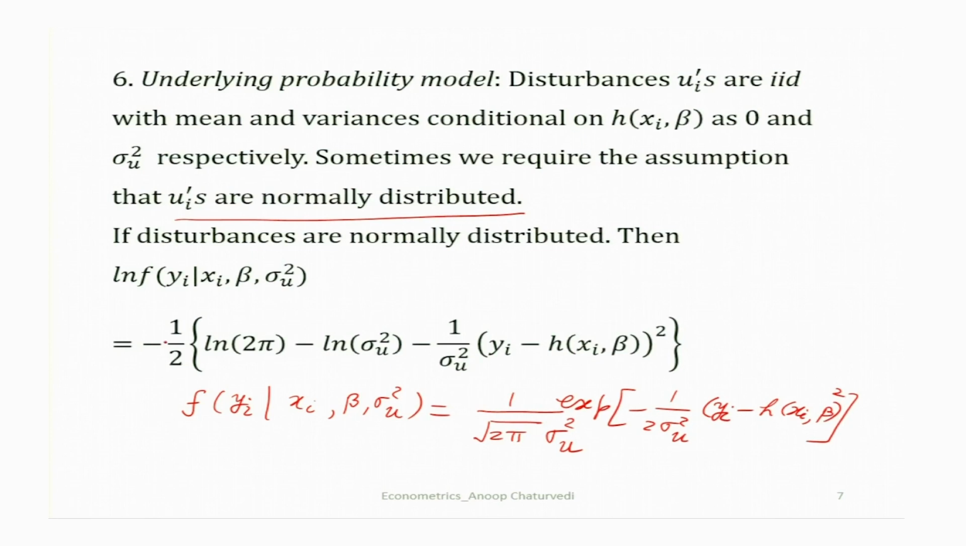Again we take minus 1 upon 2 common. So, you get minus 1 upon 2 sigma square u (y_i minus h(x_i, beta)) square, and then you have minus half log sigma square u.